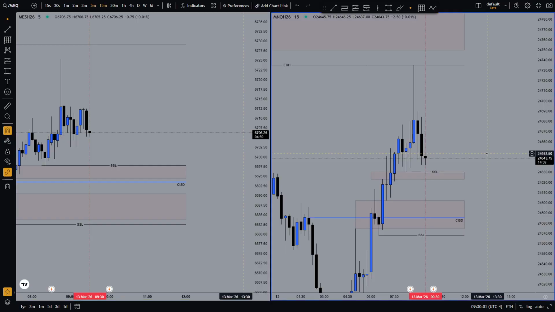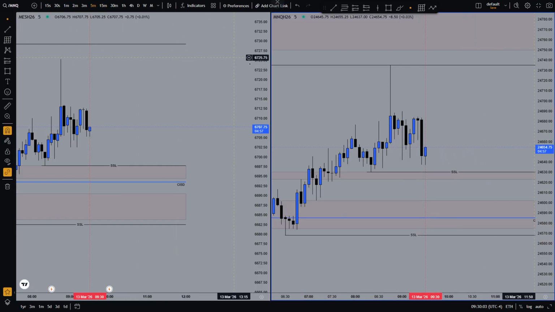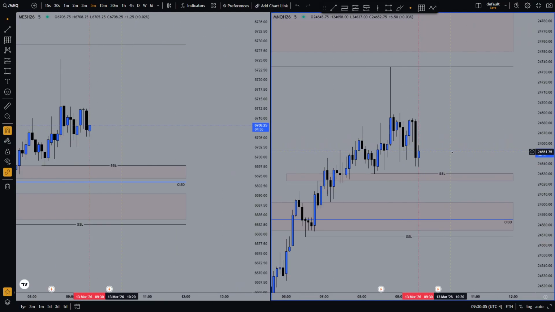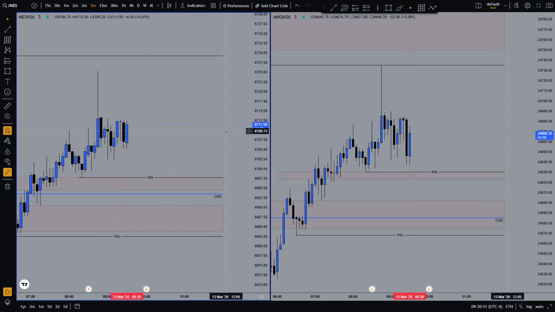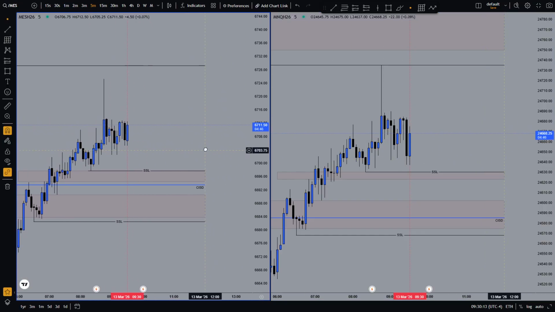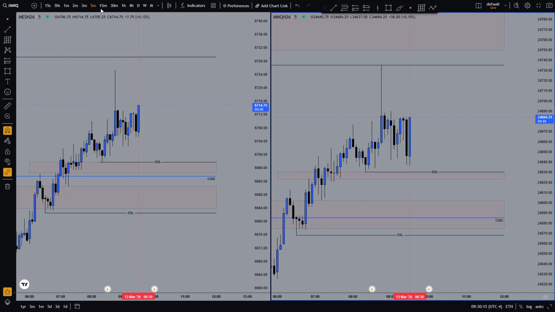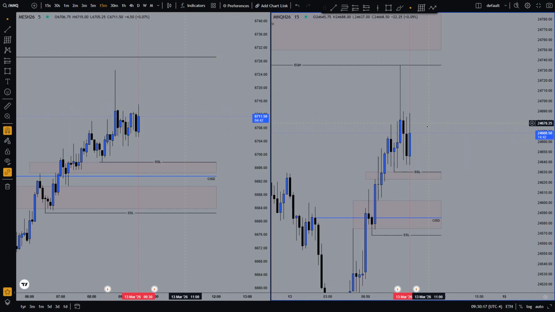So market opens here. See what we get. No form of sell side has been taken. See if we just want to go higher to these equal highs.